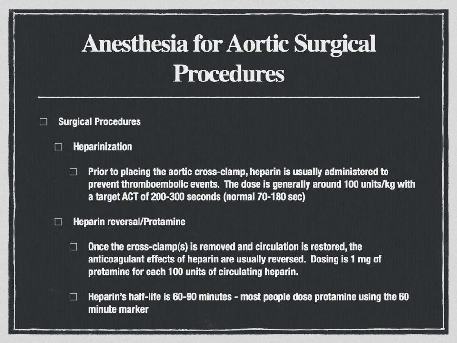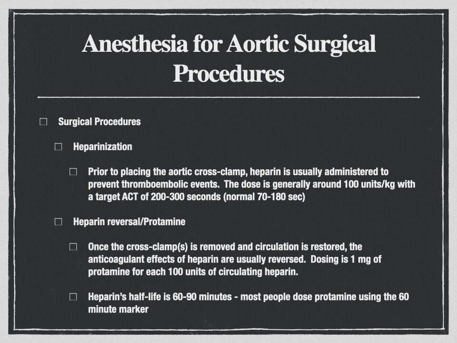Some of the things intraoperatively: heparinization. Prior to placing the aortic cross clamp, heparin is usually administered to prevent thromboembolic events. The dose is generally around 100 units per kilogram with a target ACT of 200 to 300 seconds. Normal values for an ACT are somewhere between 70 and 180 seconds, depending on your institution.